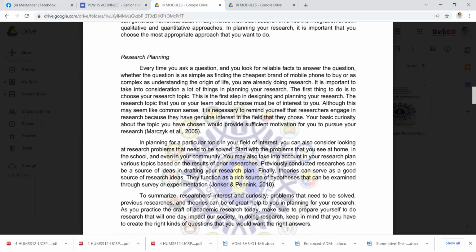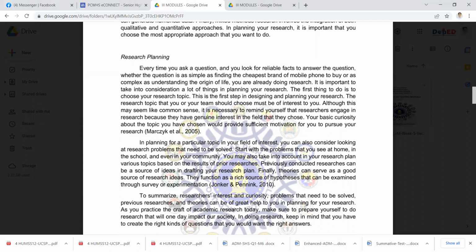Every time you ask a question and you look for a reliable fact to answer it, whether the question is as simple as finding the cheapest brand of mobile phone to buy or as complex as understanding the origin of life, you are already doing research. Everything, I tell you, everything you ask, when there is a question and you find the answer, that is already doing research. It is important to take into consideration a lot of things in planning research.